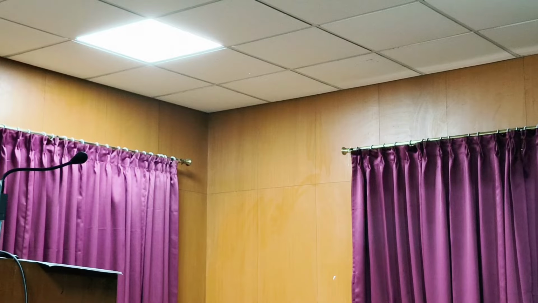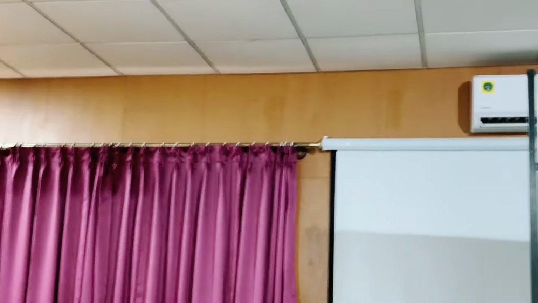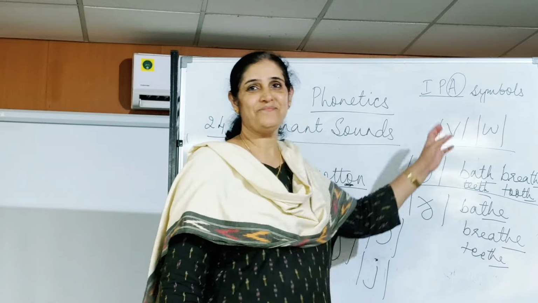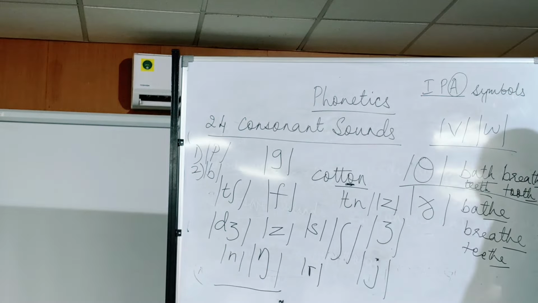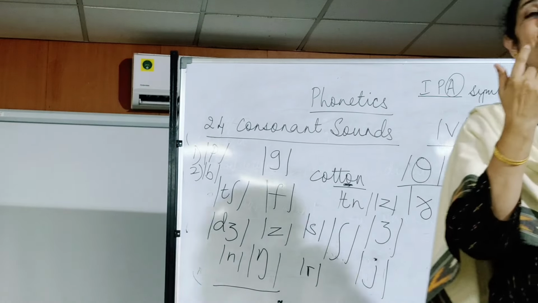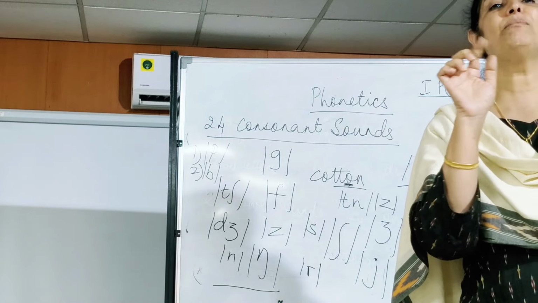Last, W is pronounced as wa. Here your lips are to be rounded. Wa. Well. When. Between. Quick. Please say wa wa wa. Very good children. Very obedient. Now what's the difference between the wa and the va sound?